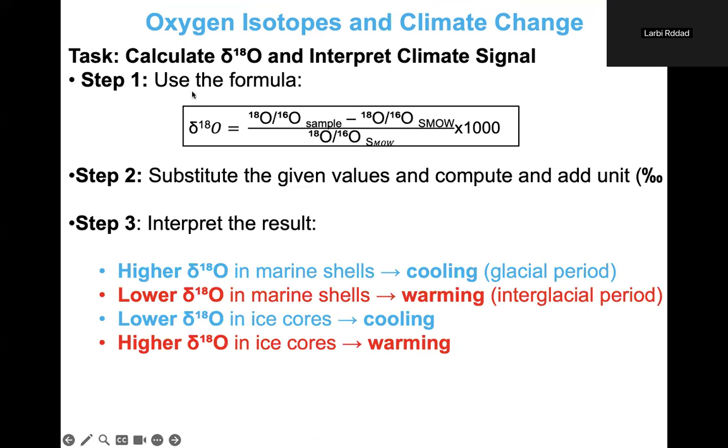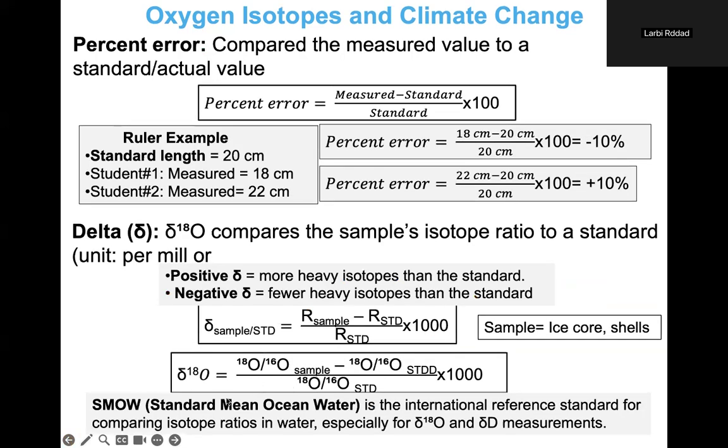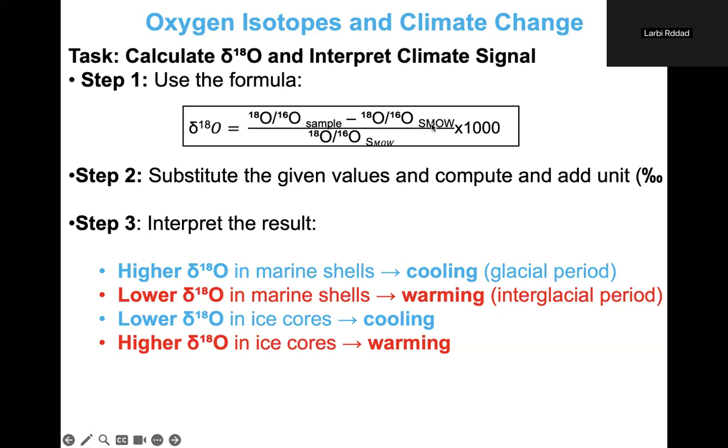So step number one, use the formula. The formula is given to you here. Delta O18 is equal to the ratio of the sample minus the ratio of the standard, and remember, SMOW means Standard Mean Ocean Water. That's what it's called, SMOW. This is divided by the ratio of the standard again, times 1000. Because you multiply by 1000, the unit for the result is per mil. And that's the symbol for per mil.